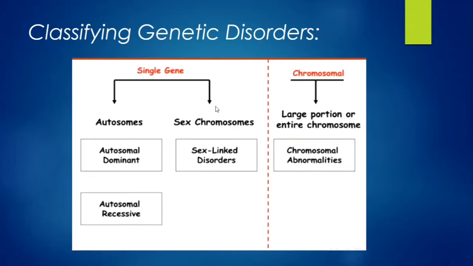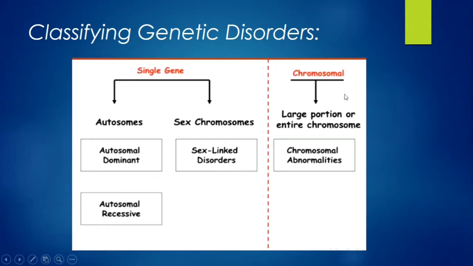So let's look at the classification of the genetic disorders. Genetic disorders are divided into two types as shown in this table. These are the single gene disorders and these are the chromosomal disorders. So first look at the single gene disorders. These are disorders which are divided into the following two types: autosomal disorders and sex-linked chromosomal disorders. Autosomal disorders, as previously studied, are divided into autosomal dominant and autosomal recessive, while the sex chromosomes are divided into sex-linked disorders, of which X-linked disorders are most common and Y-linked disorders are very rare.